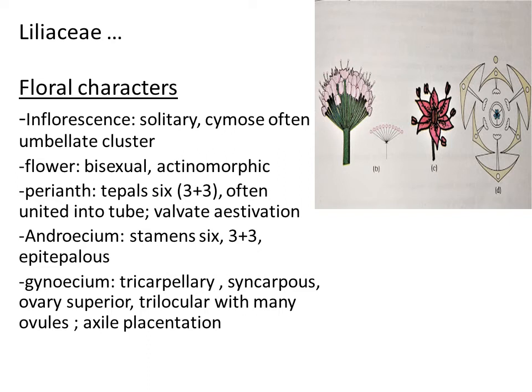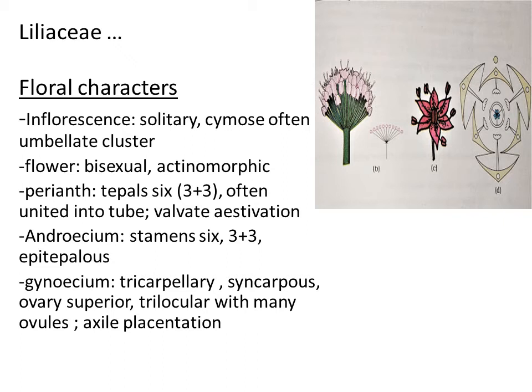Then let us move to the gynoecium. The gynoecium is the female reproductive unit, right? The gynoecium is made of 3 carpels. There are 3 carpels present in the gynoecium, so the condition is named tricarpellary. Tri is nothing but how much? 3. 3 carpels are present here. The 3 carpels are fused with one another. Because of the fusion of the carpels, the condition is known as syncarpous. You can observe the floral diagram, where they have given the condition of the gynoecium.